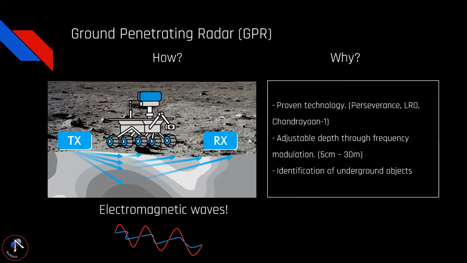Why should we use it? This is a proven technology. It's currently being used in the Mars rover Perseverance, the Lunar Reconnaissance Orbiter, and the Chandrayaan-1. Also, it has adjustable depth. We can measure from 5 centimeters up to 30 meters through our frequency modulation. And finally, we will be able to identify underground objects that might interfere with the drilling process for the resistivity method.